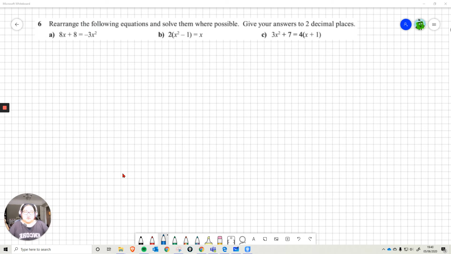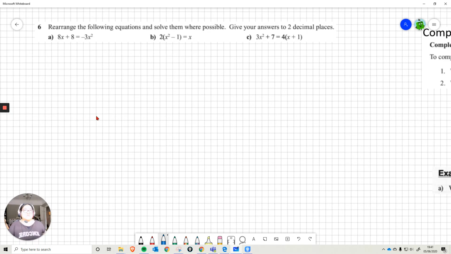Hi, this is part 2 for solving quadratics using the quadratic formula when the equation needs to be rearranged first or put into the form of ax squared plus bx plus c equals 0 before you can use the quadratic formula. So you can see from these equations, they're not in the form that we need them to be for the quadratic formula. We want them to follow the format ax squared plus bx plus c equals 0. So we need to change that format.